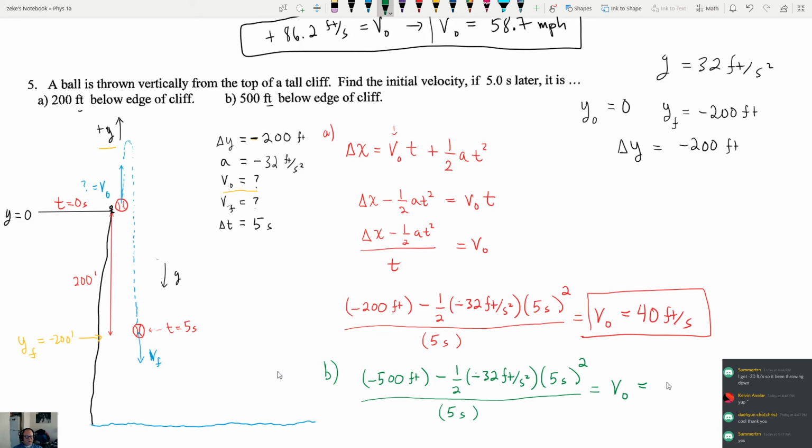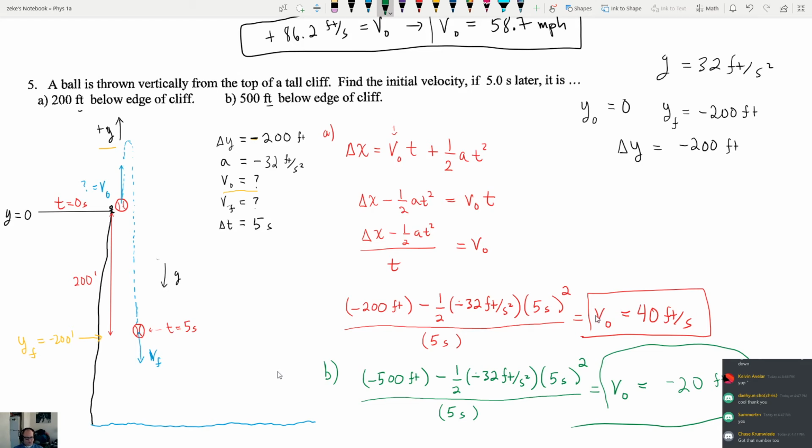Yeah, negative 20, I agree. Yeah, so this tells us that it was thrown downwards. Okay, so if 5 seconds later it's 500 feet below the cliff, hopefully it makes sense that you would have to throw it down for that to happen. Because only 5 seconds have elapsed, so it must be going straight down. Not must be, but the math kind of bears that out. So this means that it was actually thrown downwards.